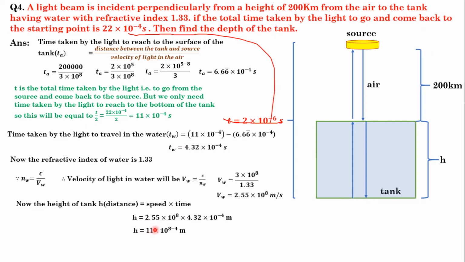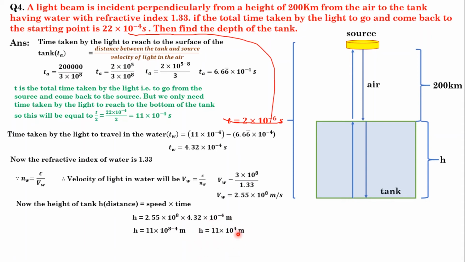So 11 into 10 to the power 8 minus 4, because these are multiplication, so the powers will add up. This sign is negative, so it will subtract. So h is equal to 11 into 10 to the power 4 meter. This is the height of the tank.